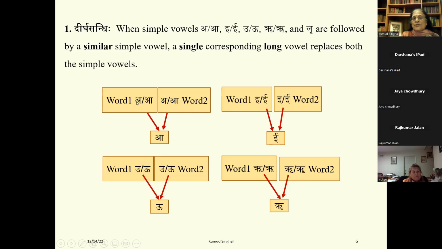So there are 4 such combinations: a-a, a-aa, aa-a, aa-aa. All the 4 combinations will be replaced by a long aa. Similarly, the word could end in i or ii, begin with i or ii, and this will be replaced by a long ii. Word could begin with a simple vowel u or uu, end with u or uu. The second word begins with u or uu and is replaced by a long uu. And r, end with this, begin with this, and will be replaced by the long rr. There is no long r, so this doesn't apply to the long r.